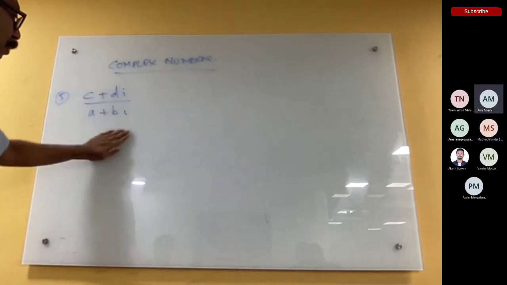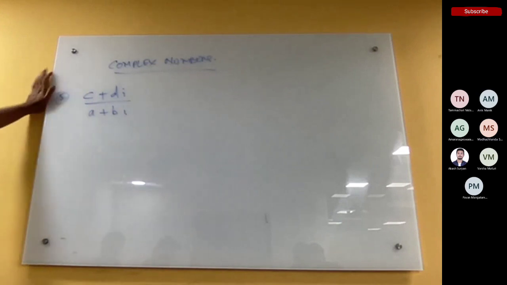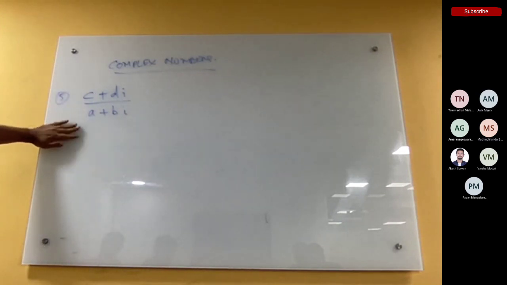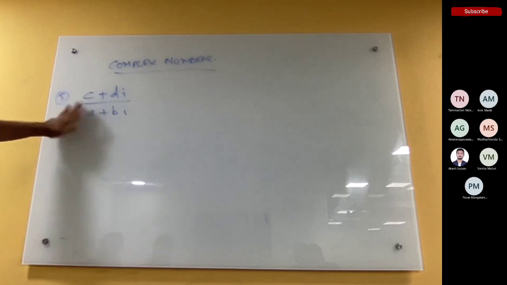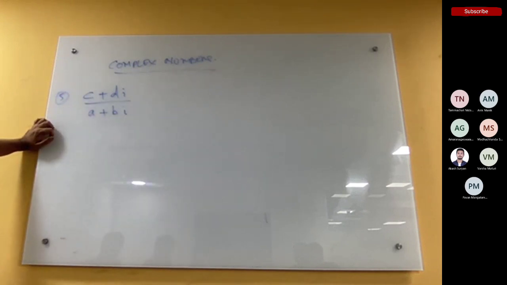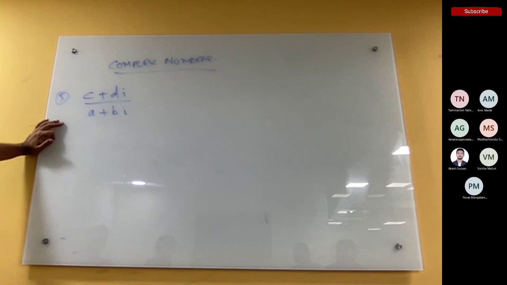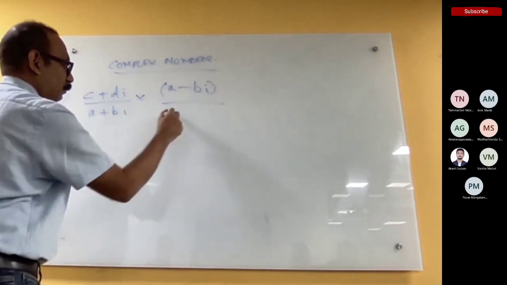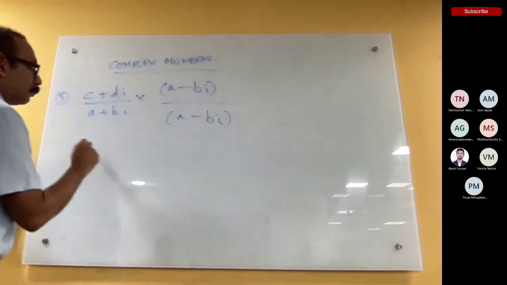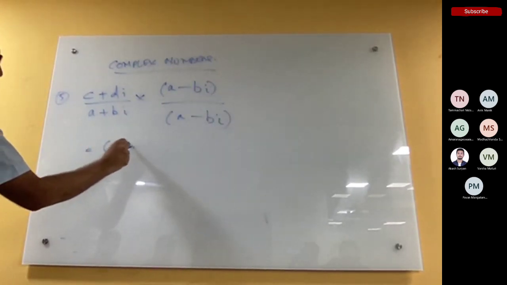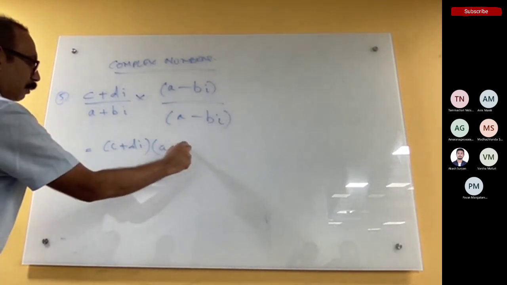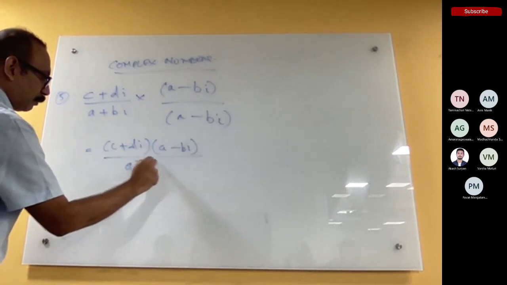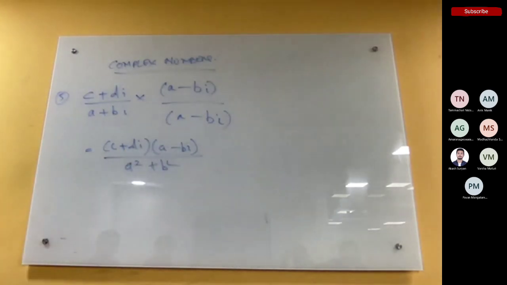Is working fine. So now, one way to understand this is, if you have to do the division in complex numbers, you've got two complex numbers and you're trying to divide one by the other. The way to do this is complex conjugates. That's why we talked about it the last time around. Okay, so multiply by a minus bi into a minus bi. So what happens? You get c plus di into a minus bi divided by a square plus b square. Correct?